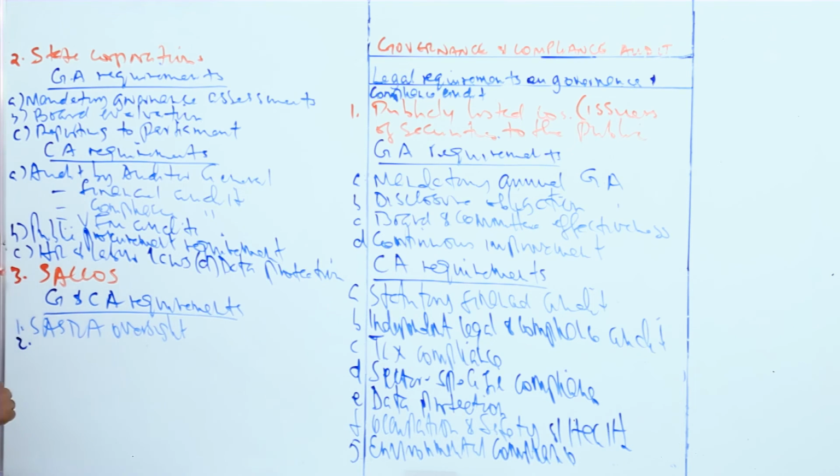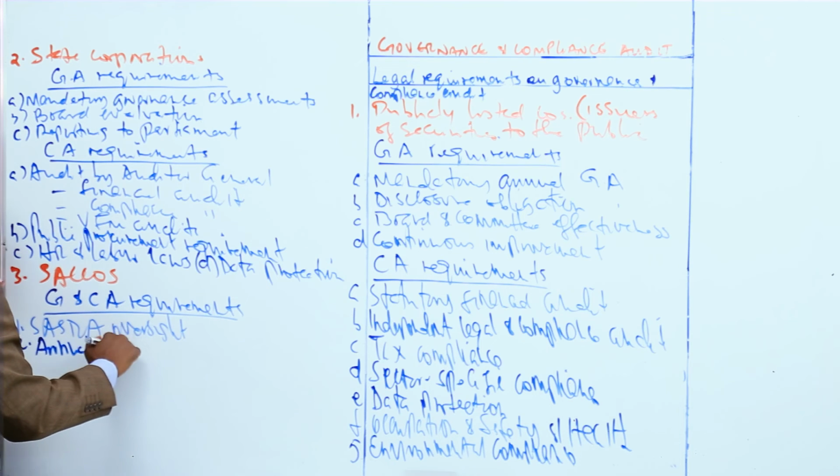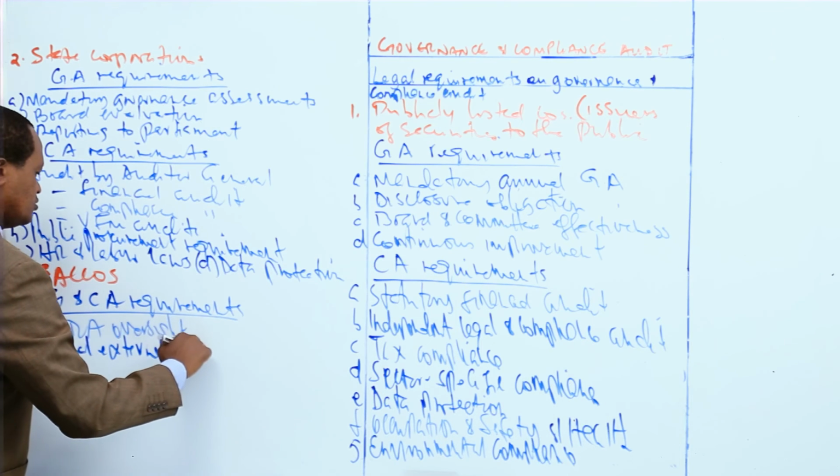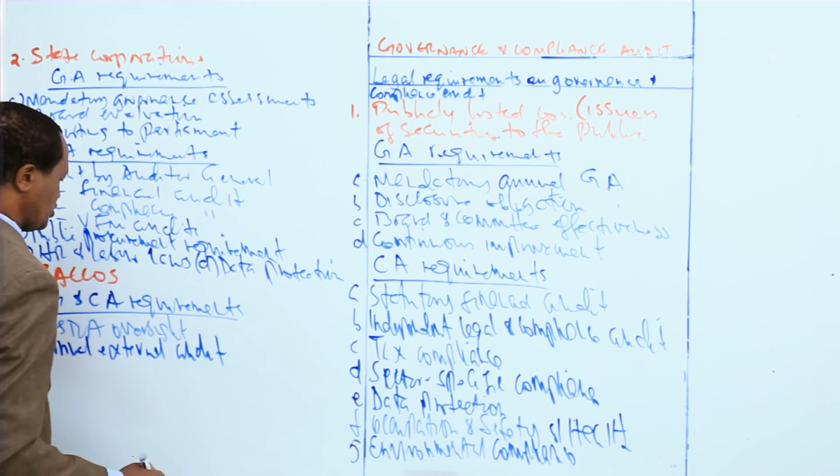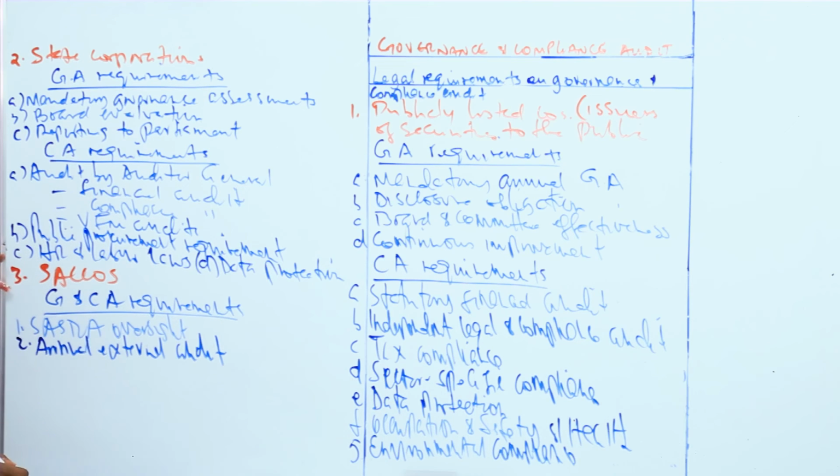The second requirement is annual external audit. Annual external audit is the second requirement. And these are audits that ought to be conducted by certified auditors. These audits verify financial health, they verify loan portfolios, asset bases, and also compliance with established accounting standards and SASRA regulations.